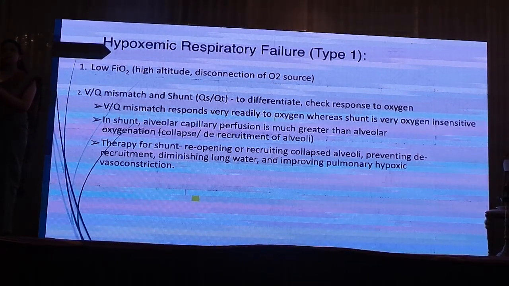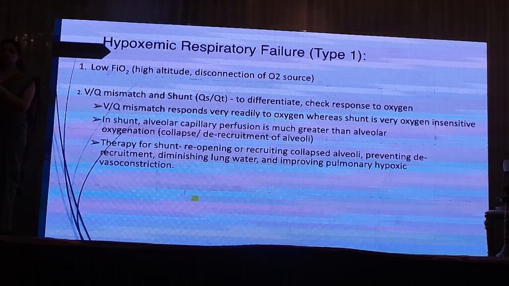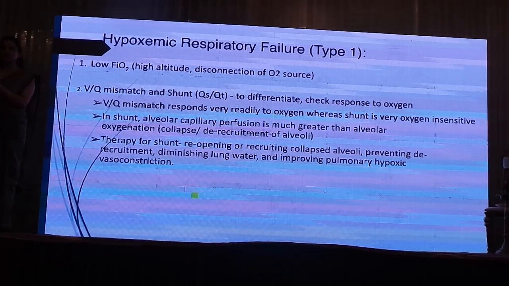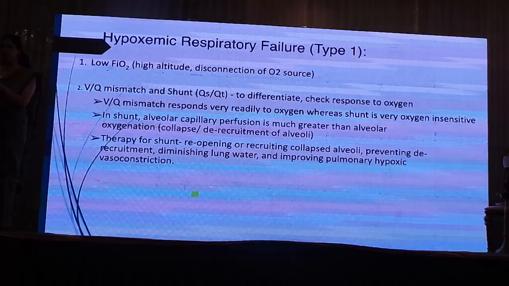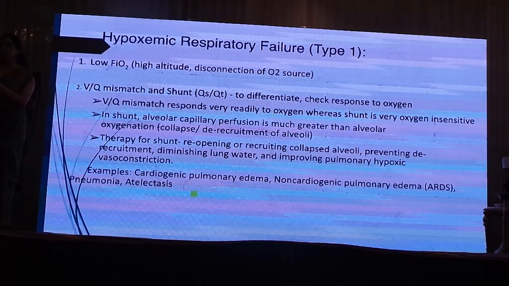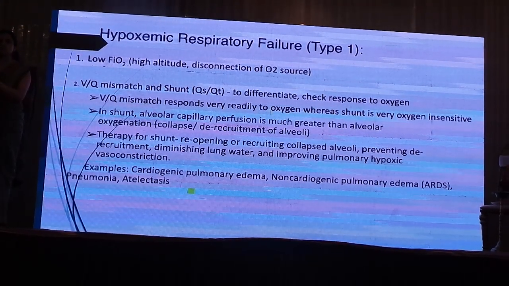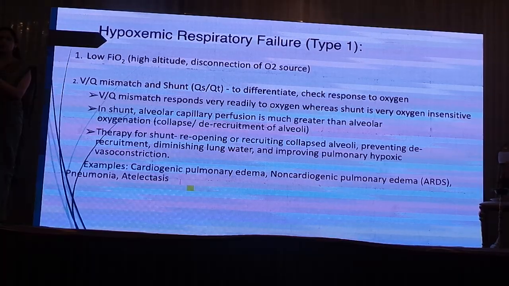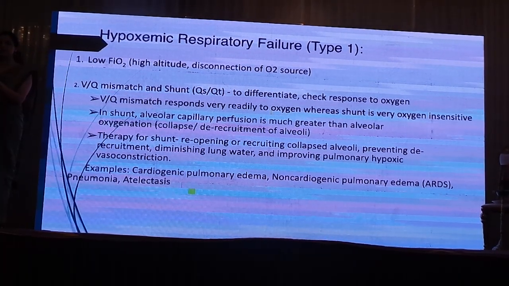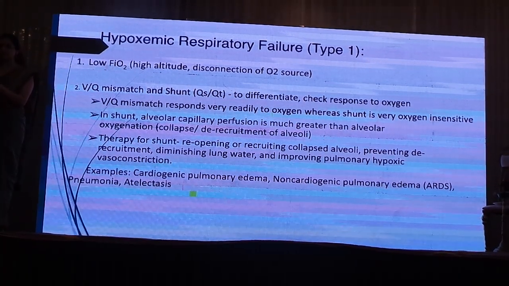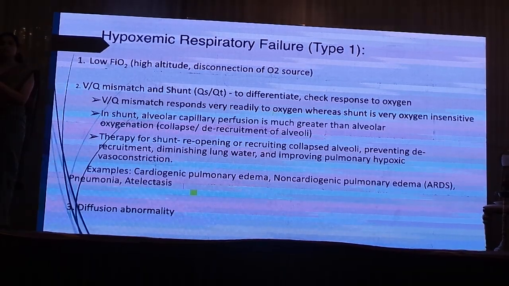Improving hypoxic pulmonary vasoconstriction. So you have to take care of the CO2, you have to take care of the acidosis, to take care of the pulmonary vasoconstriction. So examples of VQ mismatch would be cardiogenic pulmonary edema, non-cardiogenic pulmonary edema, most common ARDS, the pneumonias, atelectasis, and last would be diffusion abnormality.